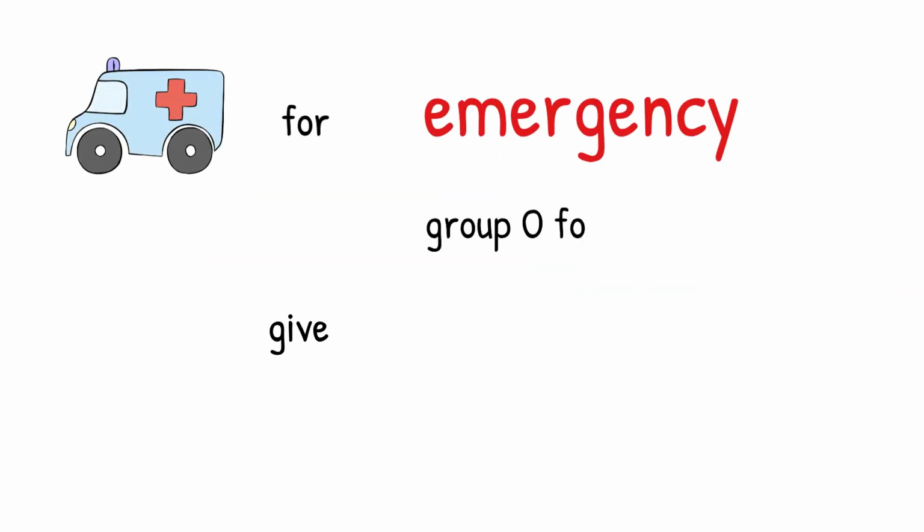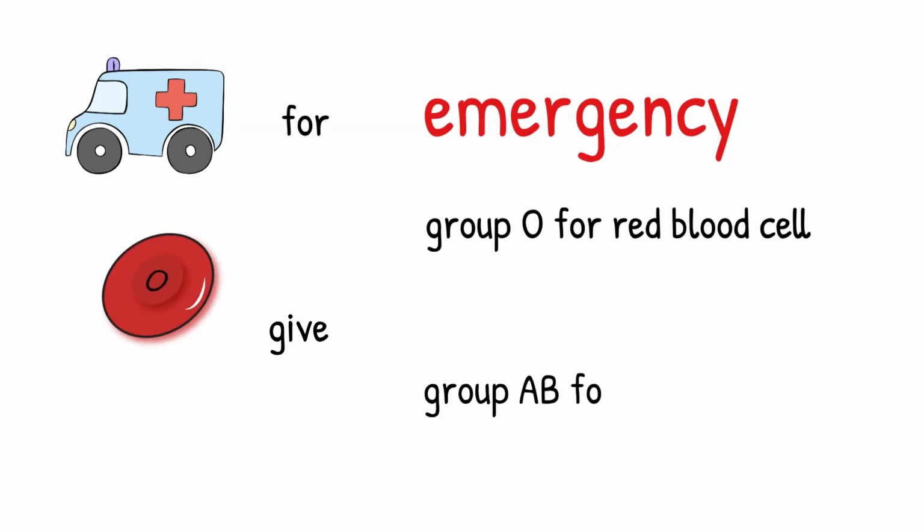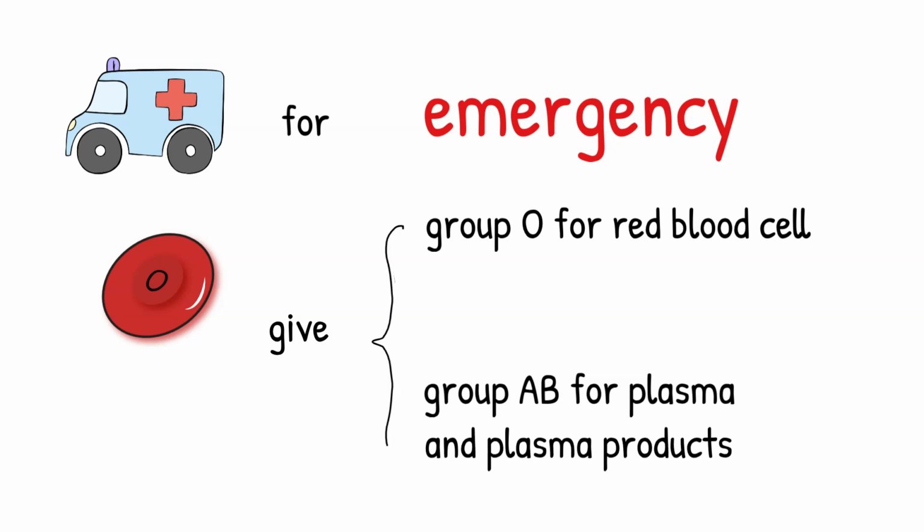However, if the patient needs blood emergently, do not refuse to give blood, because you can always give group O for RBCs or group AB for plasma and plasma products. I will talk more about blood product choices in emergency cases at a later time. Nonetheless, it is wise to give patients their own blood type and crossmatch compatible whenever it is possible.